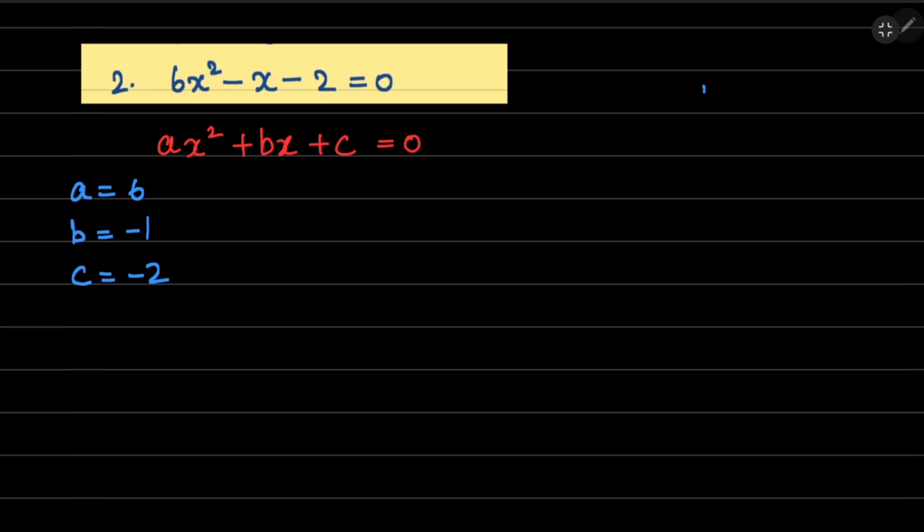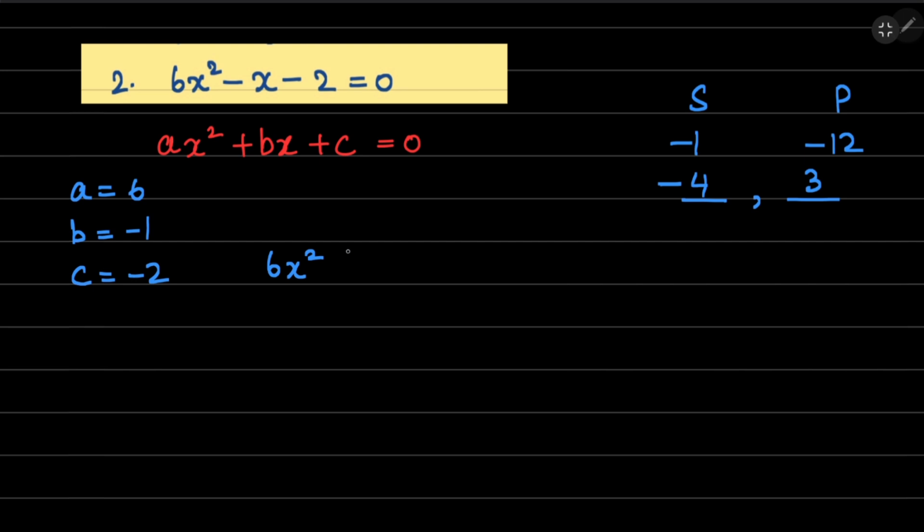We have to find two values whose sum is the b value, which is minus 1, and whose product is a into c, which is 6 into minus 2, that is minus 12. So find two values whose sum is minus 1 and whose product is minus 12. Here you can write 4 threes are 12. If I put a negative sign to the bigger number, then the sum would be minus 1 and the product will be minus 12. So let's substitute. This method is called factorization using middle term splitting. This x term is your middle term.